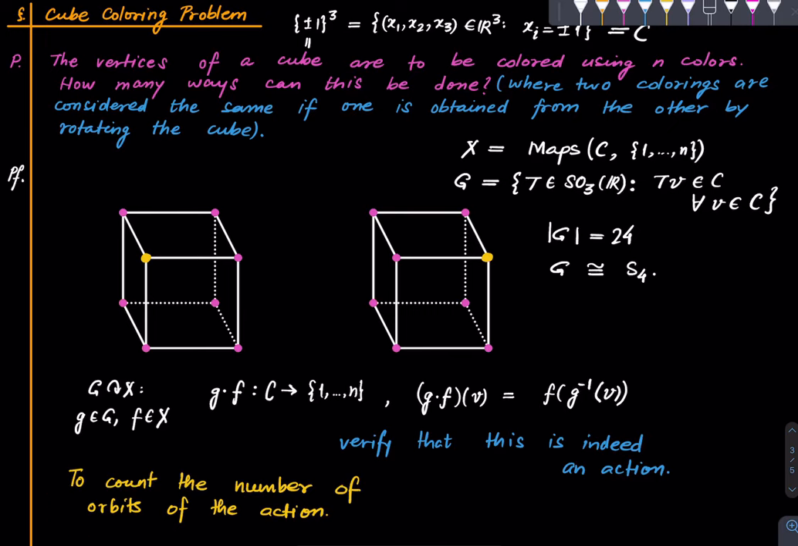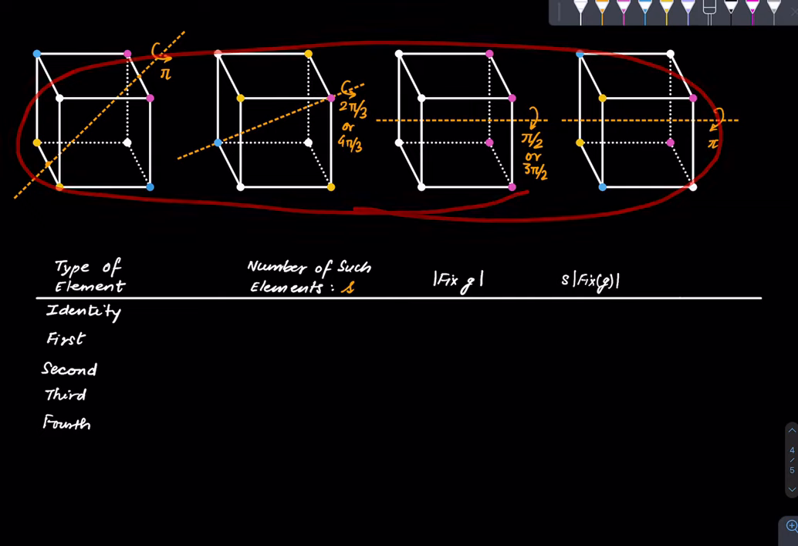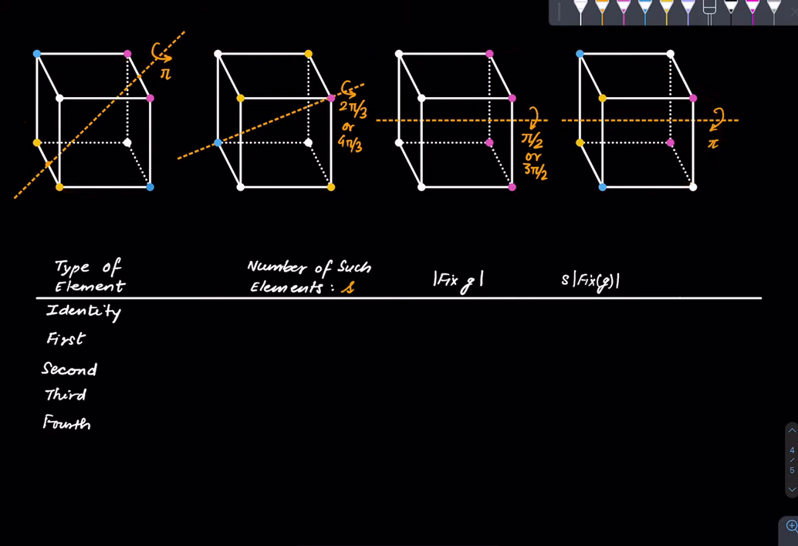And to count the number of orbits, we employ the Cauchy-Frobenius theorem. So that is what we will do next. The set of all the elements of G will be partitioned or classified in four different ways, except for the identity. The identity is its own thing. But except for that, the other 23 elements can be classified in these four ways. So the first way is where your axis of rotation is passing through the midpoints of two opposite edges, and the rotation is by pi radians or 180 degree rotation.